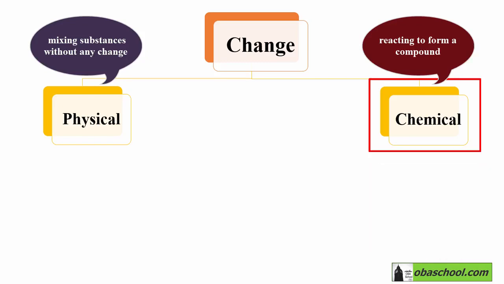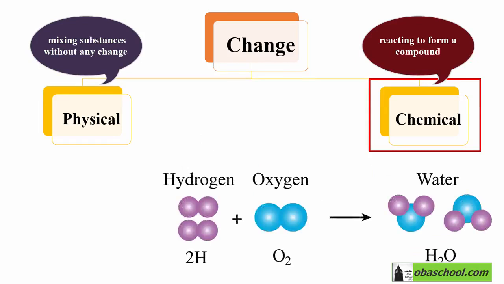Let's take an example, H2O, a water molecule. When hydrogen and oxygen react together, they will produce a water molecule. The two hydrogen atoms are now bonded to this oxygen atom by chemical bonds. This is a chemical reaction.